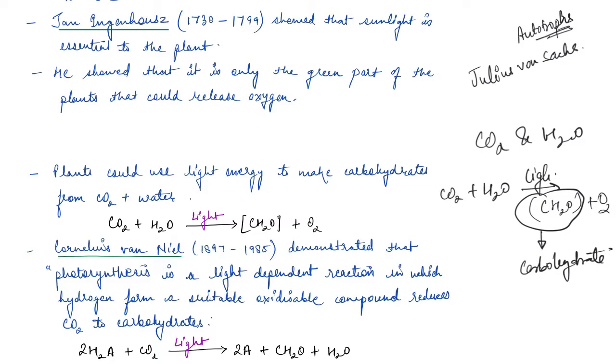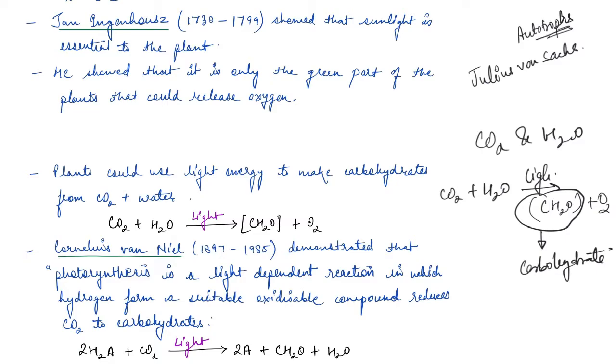Okay, and there was a milestone contribution which was done by Cornelius van Niel, between 1897 and 1985. What he demonstrated was that photosynthesis is light dependent. Based on his study of purple and green bacteria, he demonstrated that photosynthesis is a light dependent reaction in which hydrogen from a suitable oxidizable compound reduces carbon dioxide to carbohydrate.